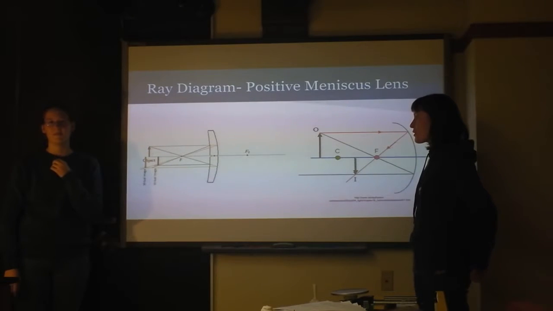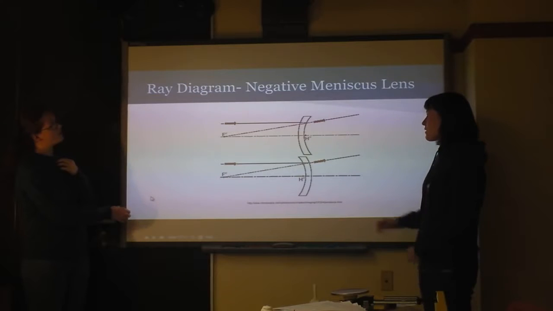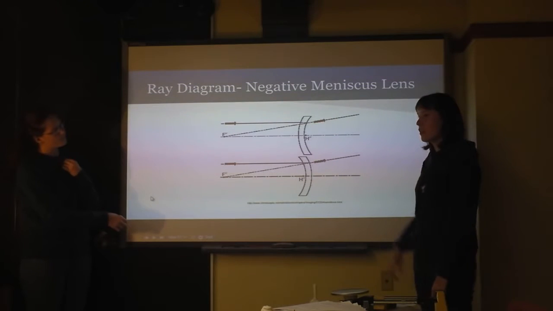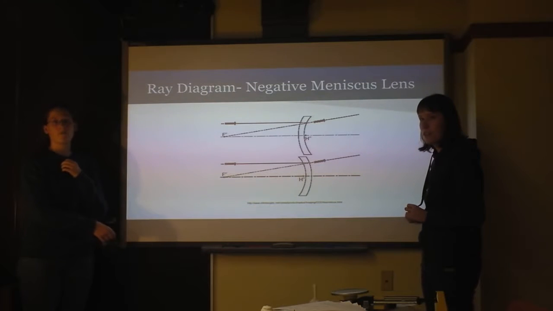So we found some interesting virtual images. And these are just negative meniscus lenses. They're thinner and they diverge light. They don't have real images, but we didn't have any lenses like that to test.